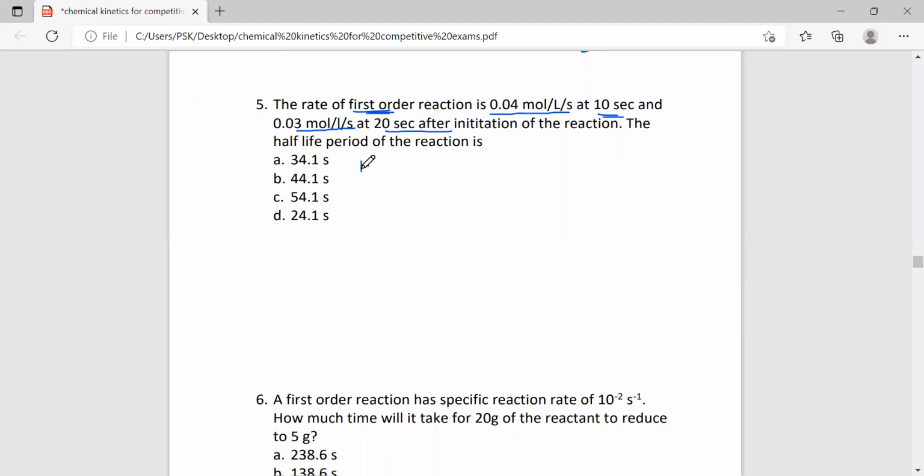For a first-order reaction, we know that K is equal to 2.303 by T log of initial concentration R naught by R. Now, what is the rate constant? See, for a particular reaction, whether you measure the rate constant at 10 seconds, 20 seconds, or any time, the rate constant remains same. For a first order reaction, rate constant will remain same. So our work is to find out the rate constant of a first order reaction.